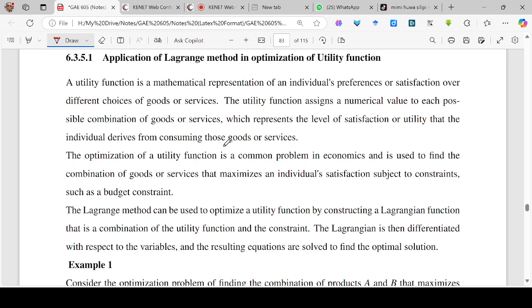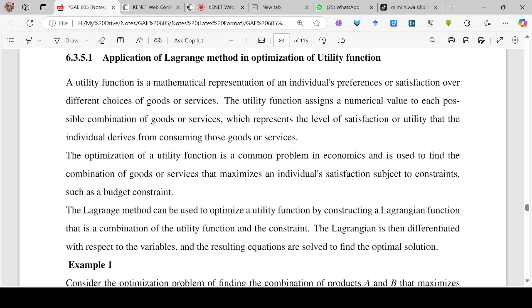So the optimization of a utility function is a common problem in economics, and it is usually used to find the combination of goods or services that maximizes an individual's satisfaction subject to certain constraints. These constraints may include the budget constraint, for example.